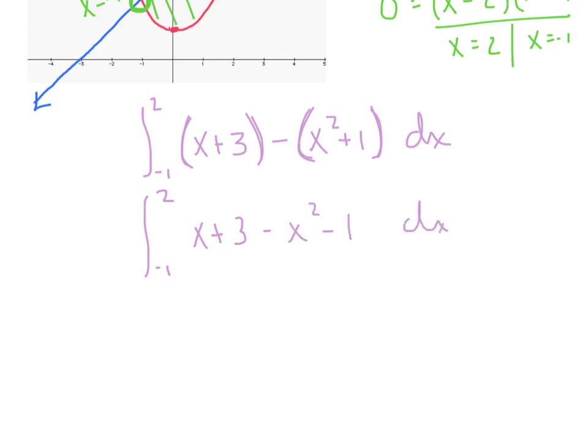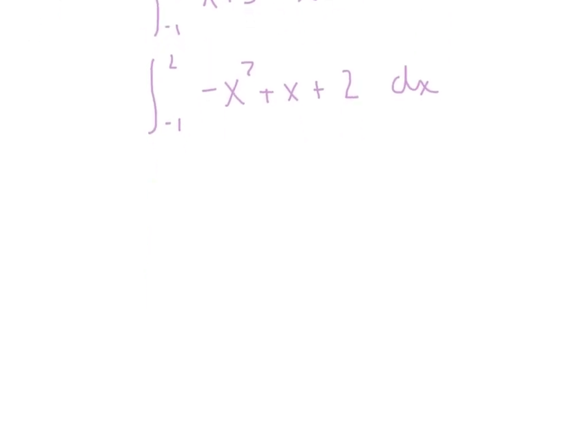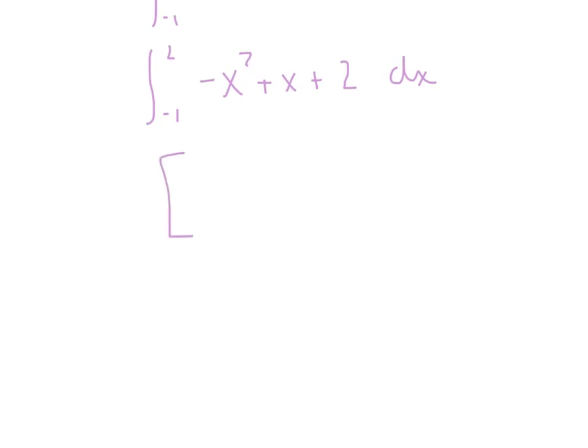We'll go ahead and combine some like terms here. And we've got negative x squared plus x plus 2. We just like to put them in a proper order. Now we're actually ready to do some calculus. We're going to go ahead and integrate here, folks. Let's get negative 1/3 x cubed plus 1/2 of x squared plus 2x. And my bounds are still negative 1 to 2.